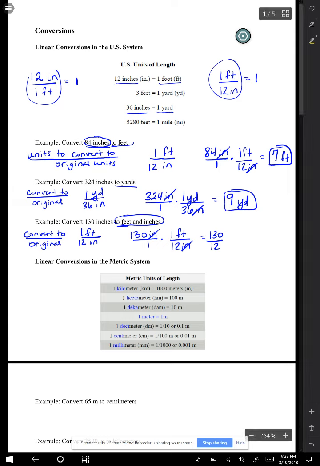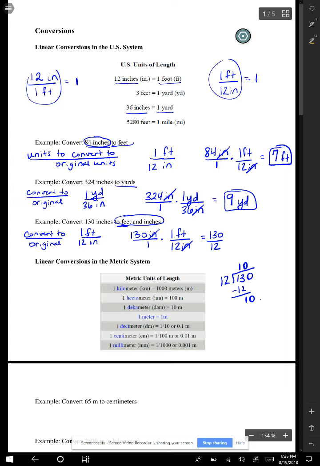What that means is you're going to need to actually divide this using long division. 12 will go into 13 one time, and that leaves 1, and we bring down the 0. 12 will not go into 10, so that would be 10. And what we end up with here is our whole units, and then what we have down here is our remainder.